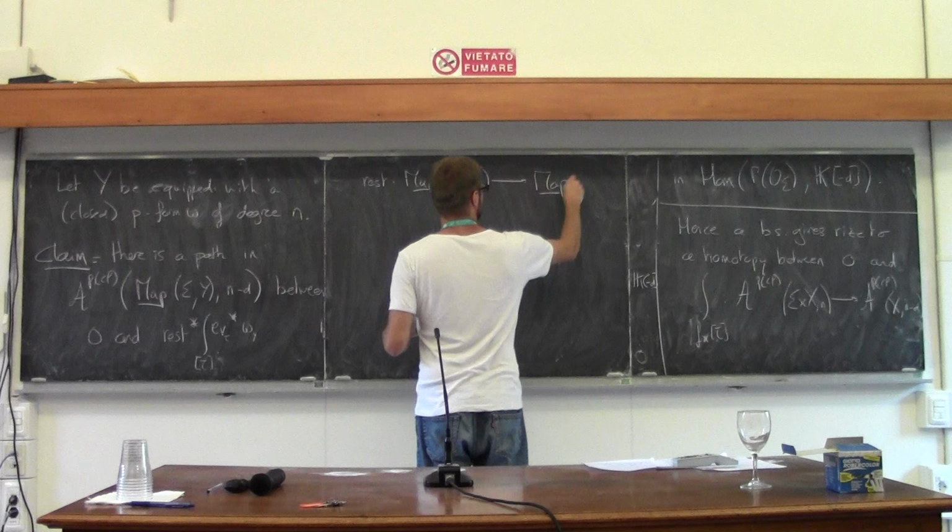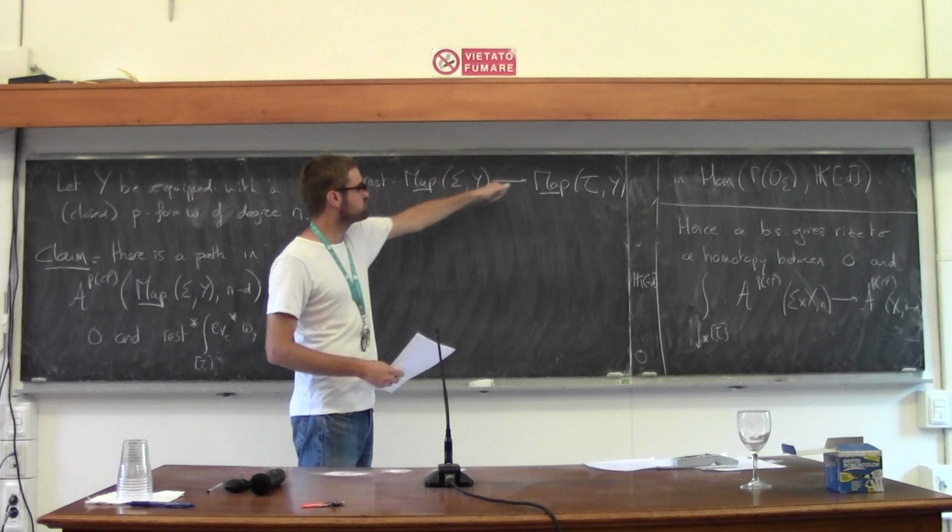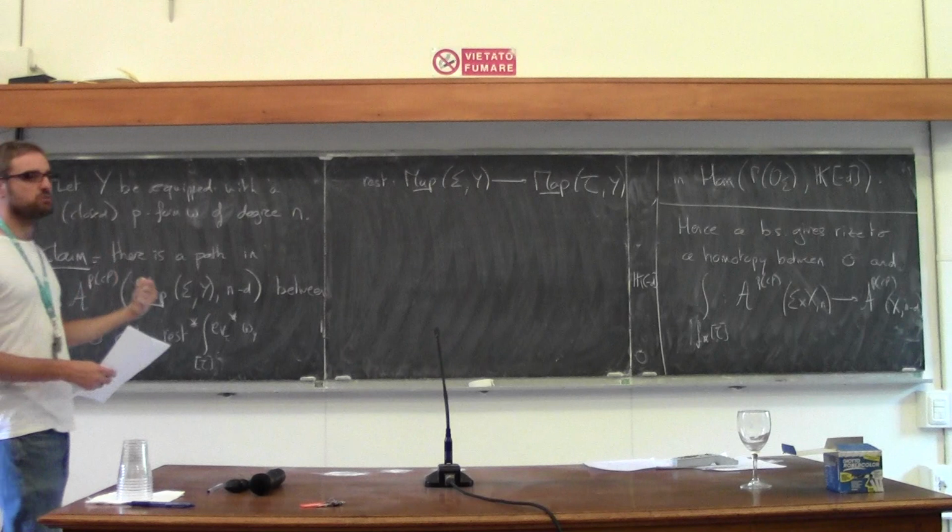Map from tau to y. I have a map from tau to sigma, so the underlying map is just contravariant, so that's it. I just don't want to call it F star because F star is pulling back a form.